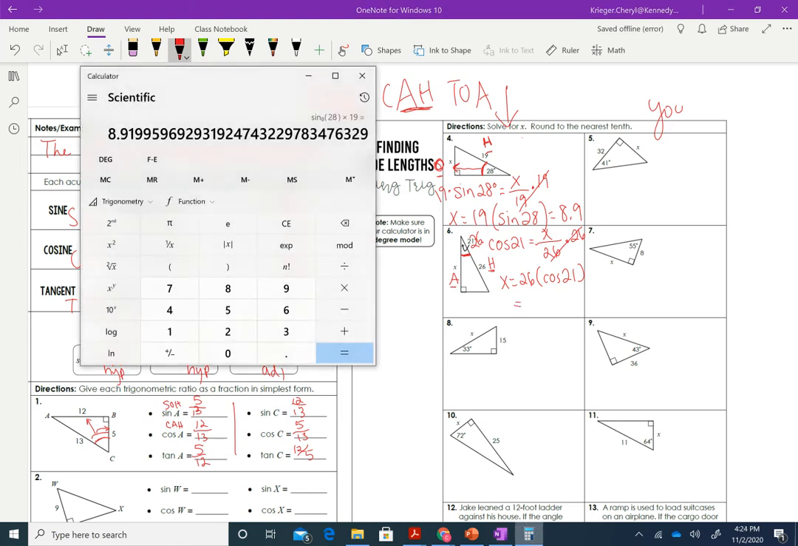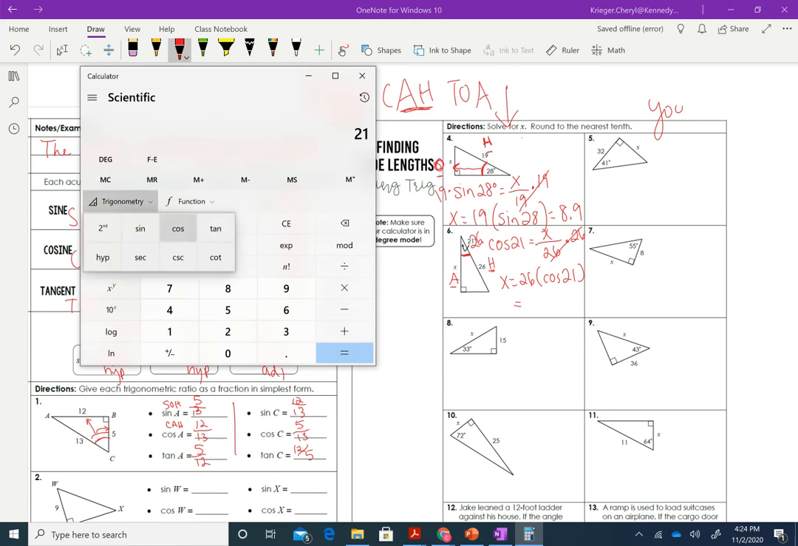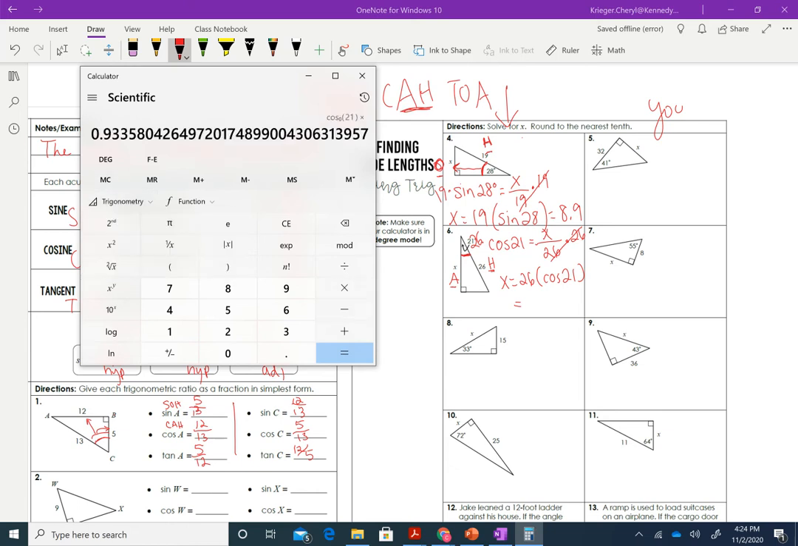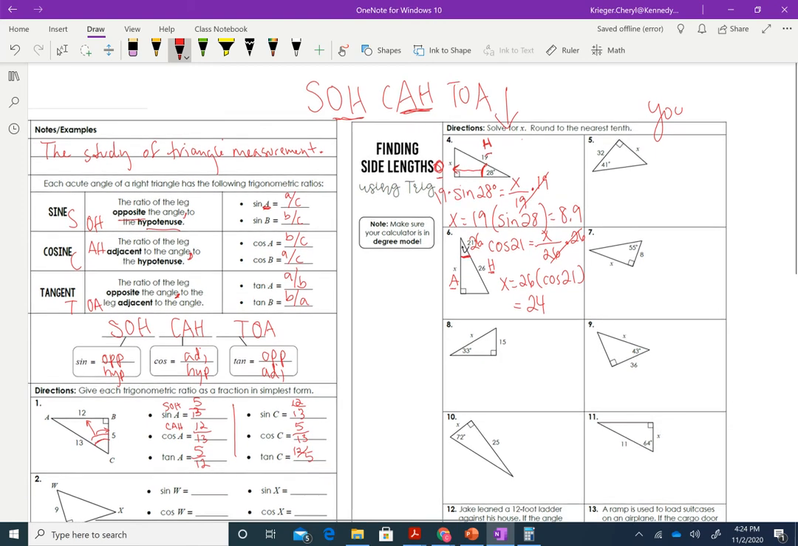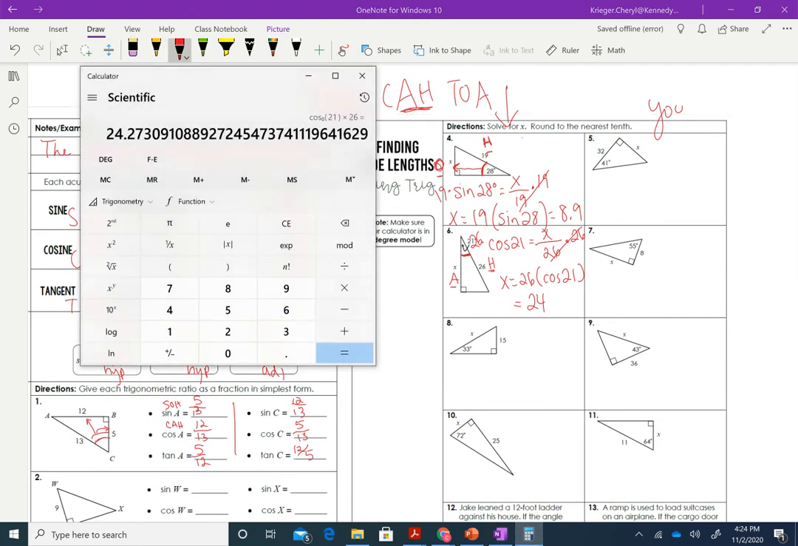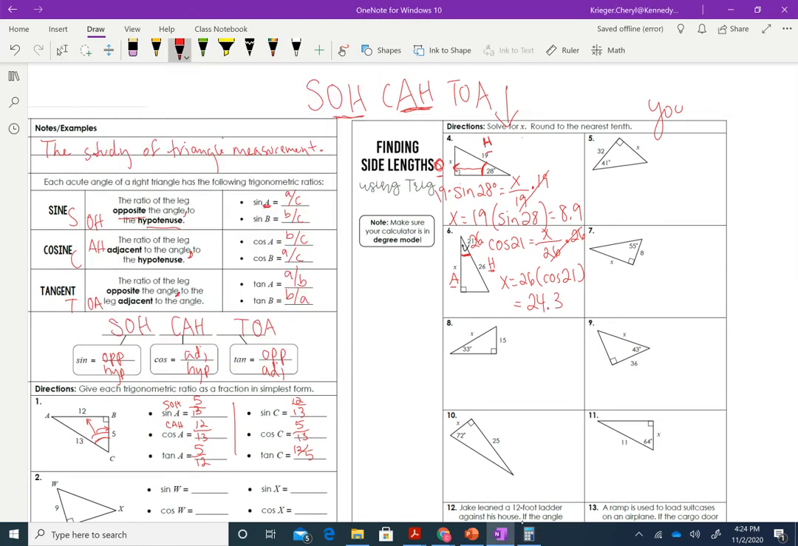I'll take the cosine of 21 first. 21 cosine times 26. How you use your calculator might be different from this, but that's okay. I forgot it already, 24.3. So that is my longer leg, 24.3. Units? Feet or inches or something.